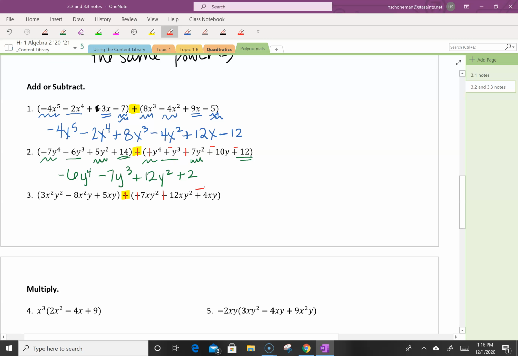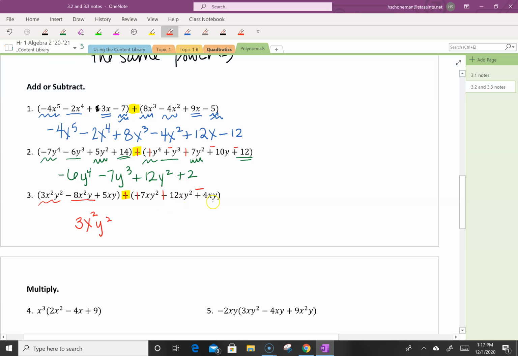Now I can combine like terms. On this one, notice you've got x's and y's. They've got to match exactly. So here we've got x squared and y squared. Well, if I look over here, there's no other one that's got x squared and y squared, so that's a standalone. So I have 3x squared y squared.